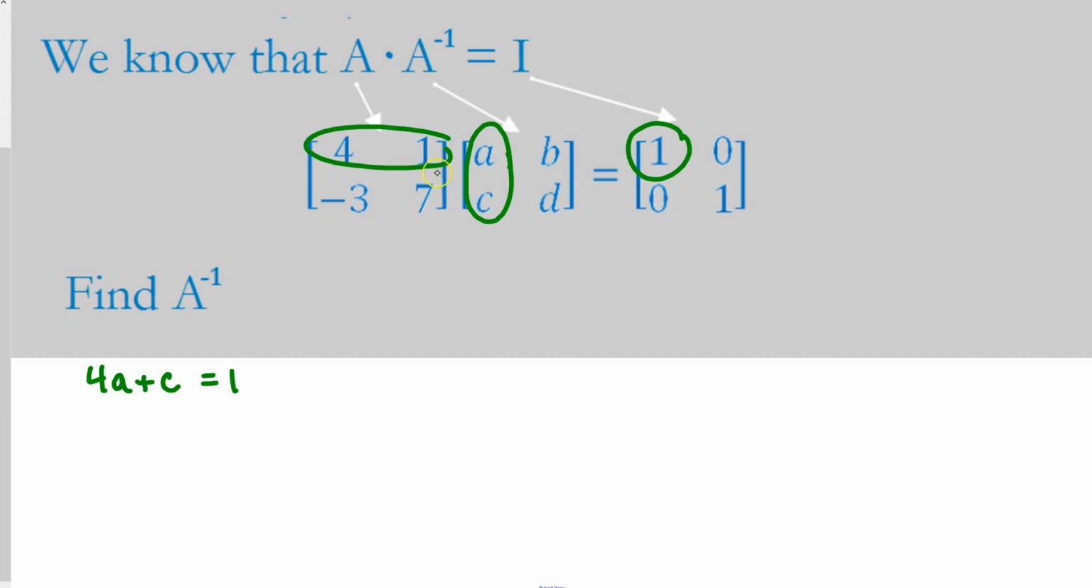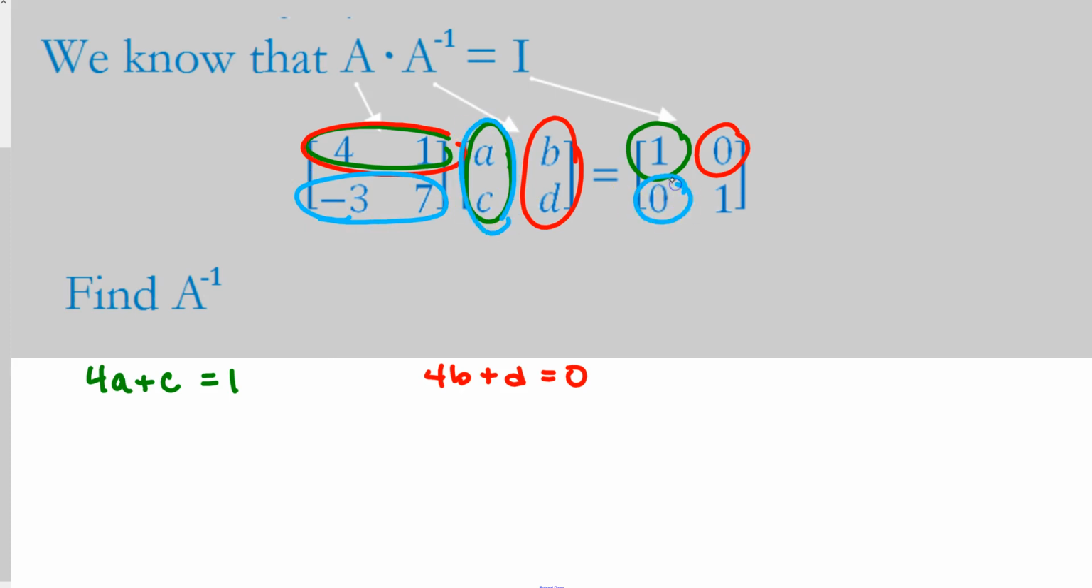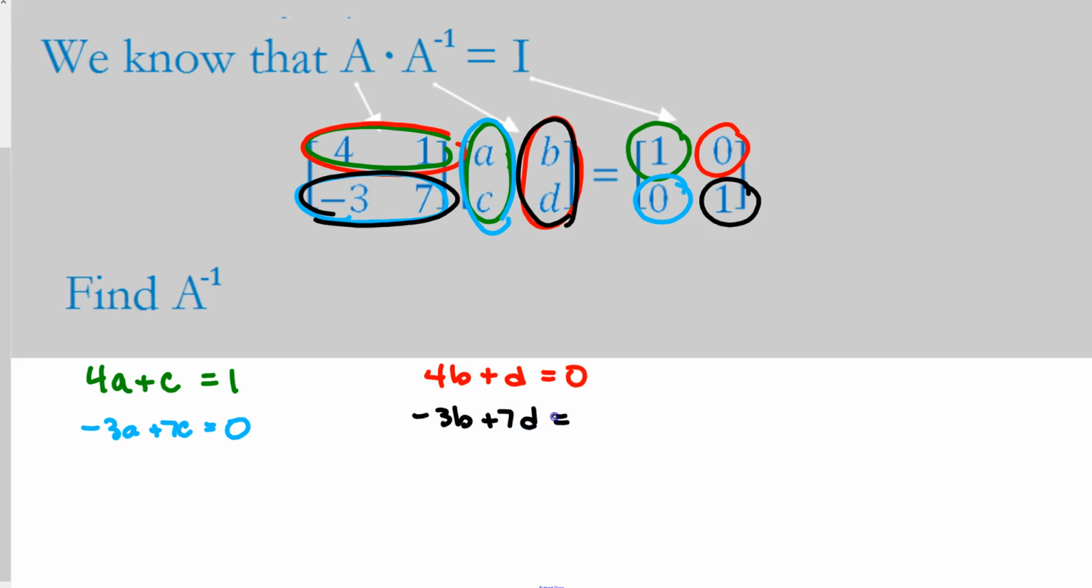And if I multiply the first row and the second column, I should get a 0. So that means I have 4B plus 1D equals 0. And if I multiply the second row and the first column, I should get 0. So that means I have negative 3A plus 7C equals 0. And if I multiply the second row and the second column, I should get 1. So that means I have negative 3B plus 7D equals 1.